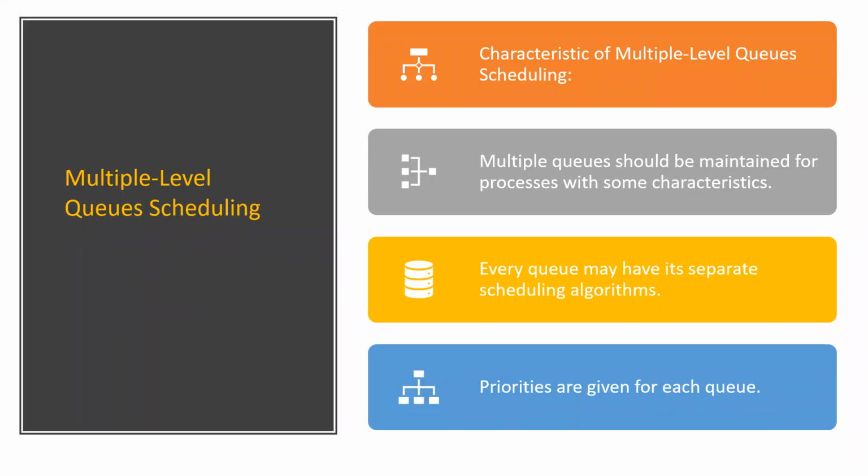Another one is multi-level queue scheduling. This algorithm separates the ready queue into various separate queues. In this method, processes are assigned to a queue based on a specific property of the process, like the process priority, size of the memory, and others. However, this is not an independent scheduling OS algorithm, as it needs to use other types of algorithms in order to schedule the jobs. And listed here are the characteristics of multi-level queue scheduling.